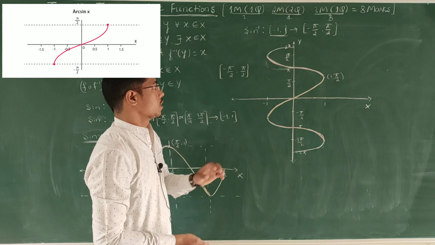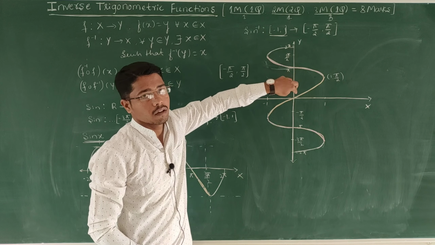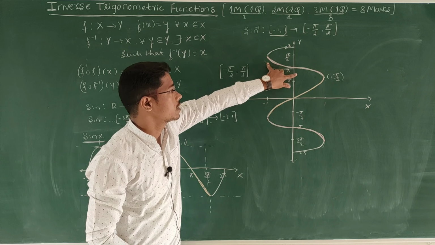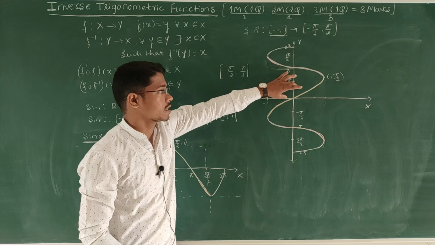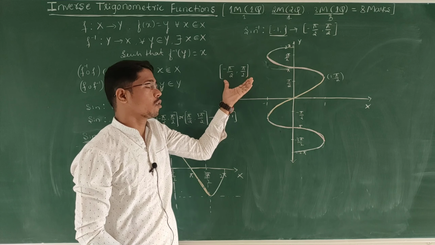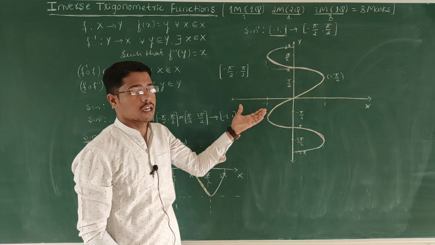Okay, so this region is called the principal value branch. And these regions have other names. So this is called the principal value. This is very important for 1 mark questions. They will ask a question: write the principal value branch of sine inverse.